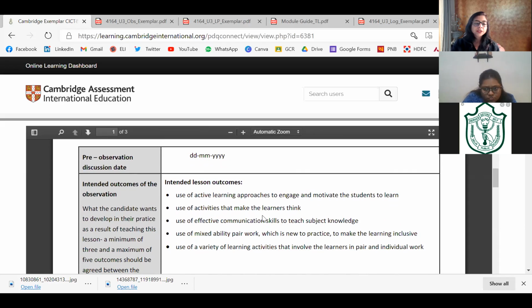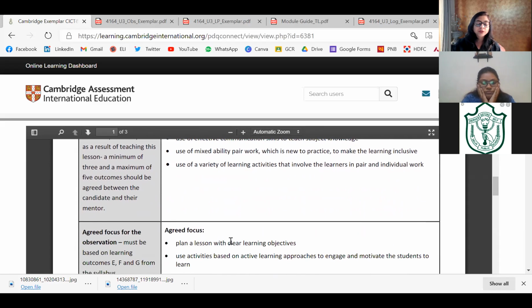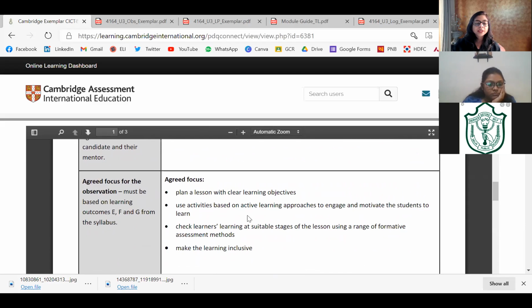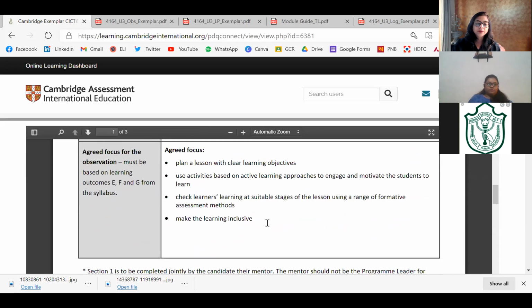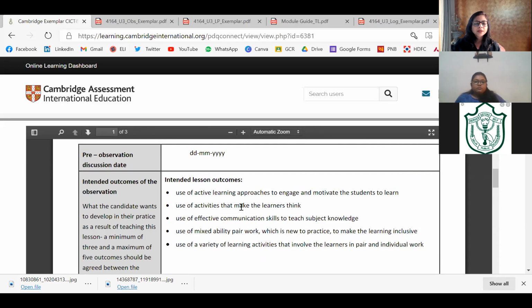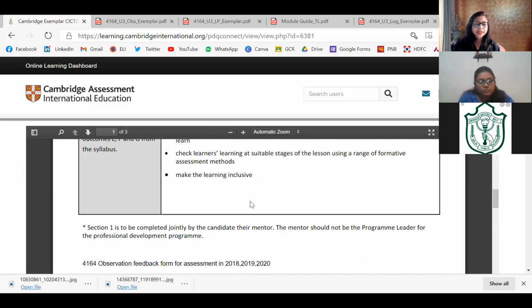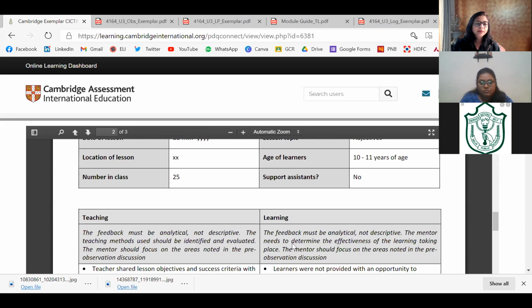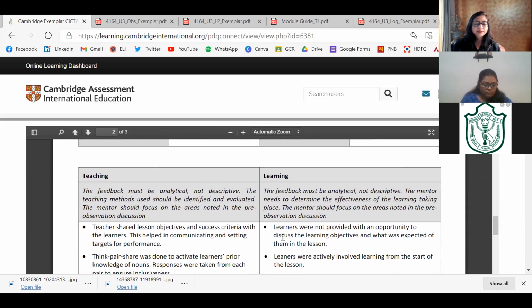So in the pre-observation discussion, you will first be telling what your intended learning outcome from this observation is. So what do you want the mentor to observe in your teaching? That is what has to be listed over here first, and then you have to write down the agreed focus with the mentor, which will be almost similar to what you're writing here. This is your pre-discussion with the mentor.